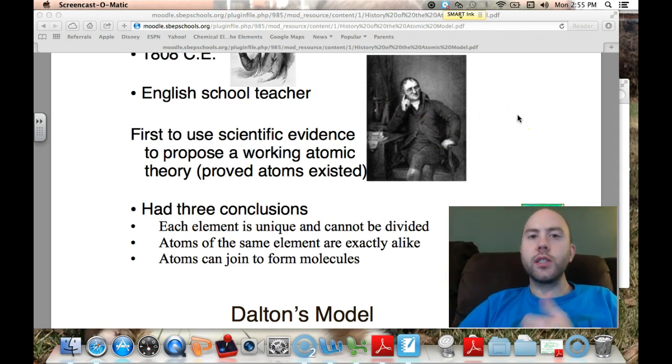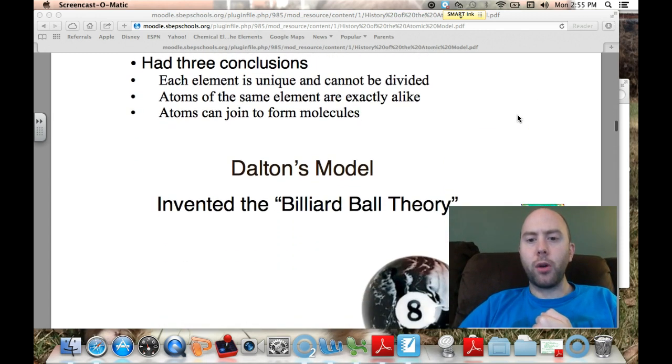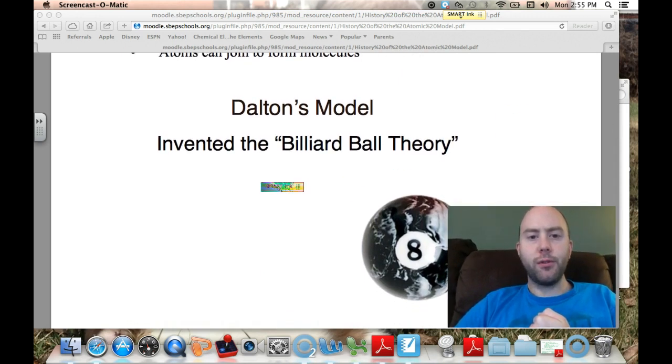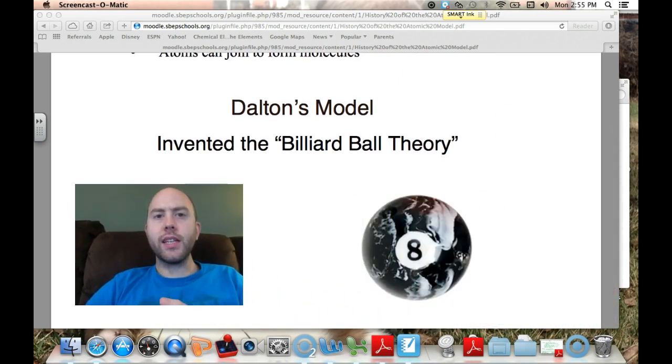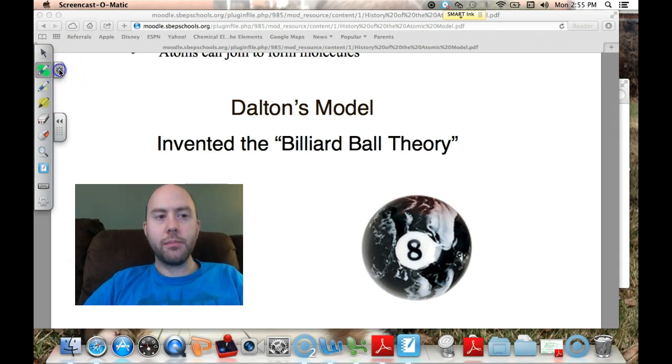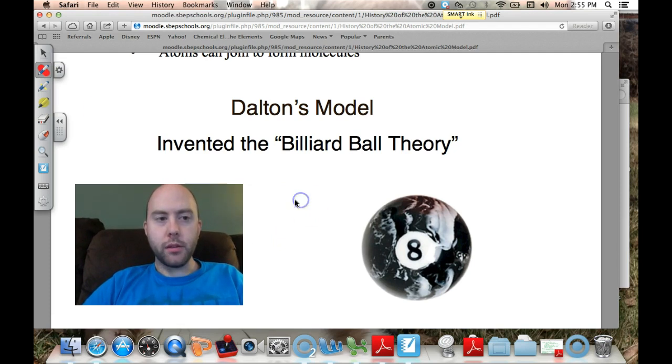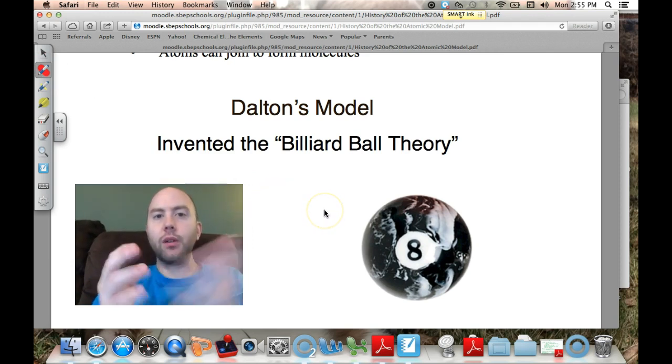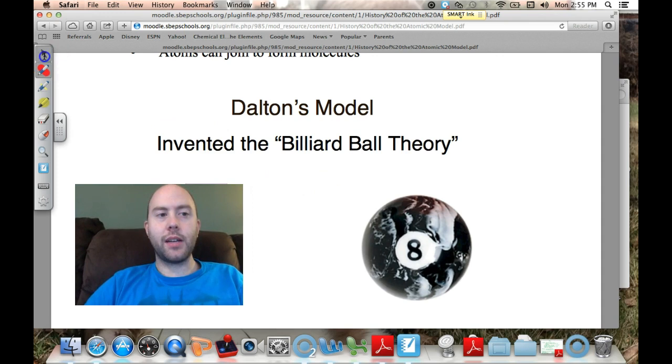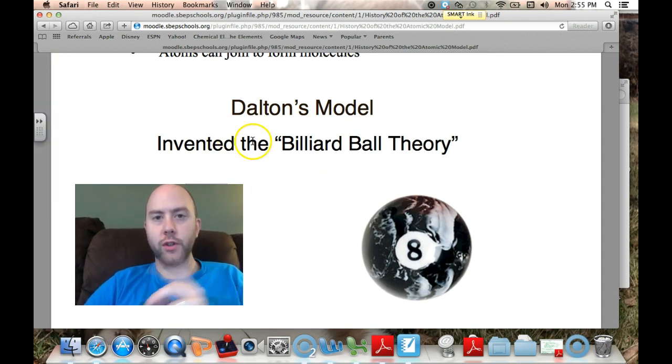Now, what does Dalton and Democritus's version of the atom look like? Well, they call it the billiard ball theory. Basically, what they're saying is an atom just looks like a solid sphere. An atom is a solid sphere. There's nothing smaller than an atom. So if we were in 1808 and I said, hey, draw an atom, you would just draw a solid circle. That's it. That's what an atom looks like, according to Democritus and Dalton.